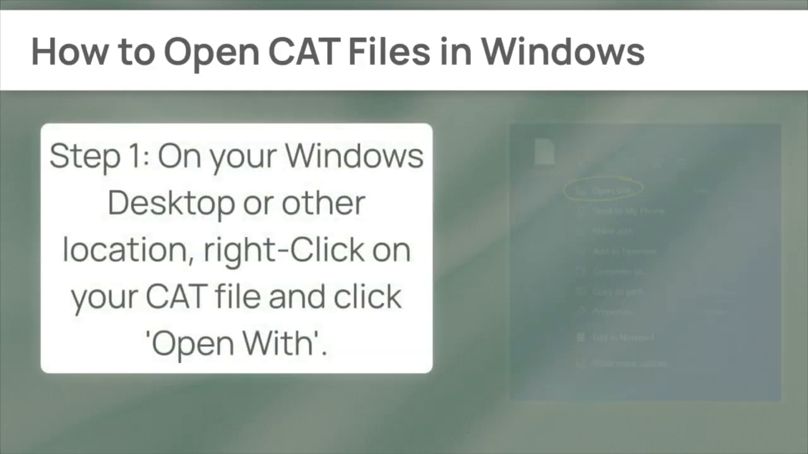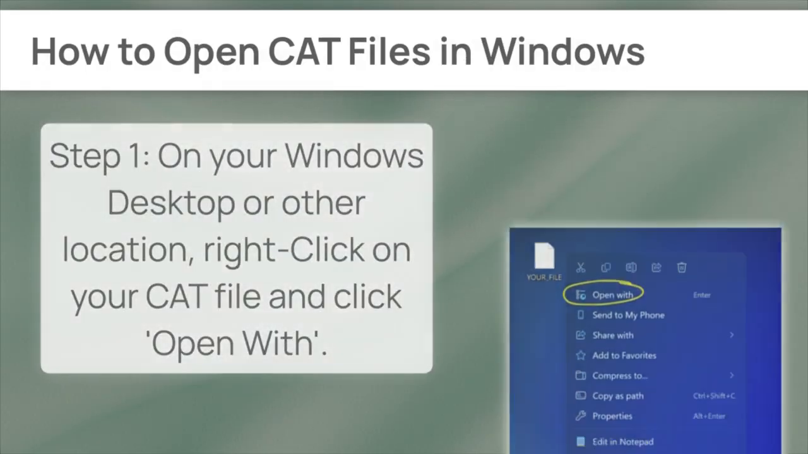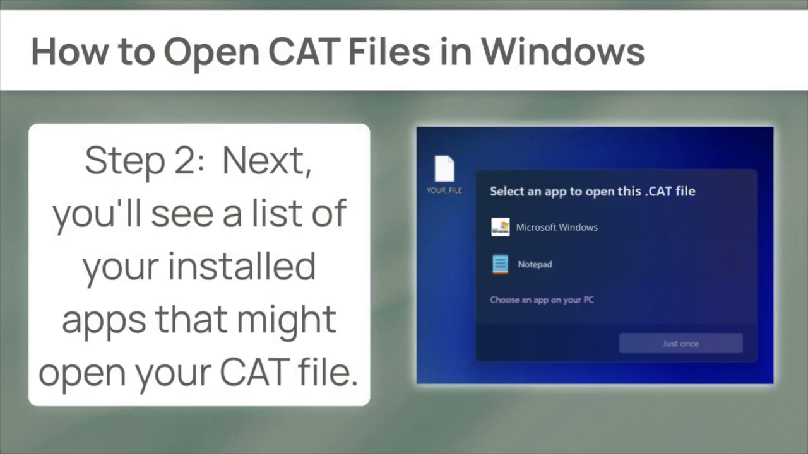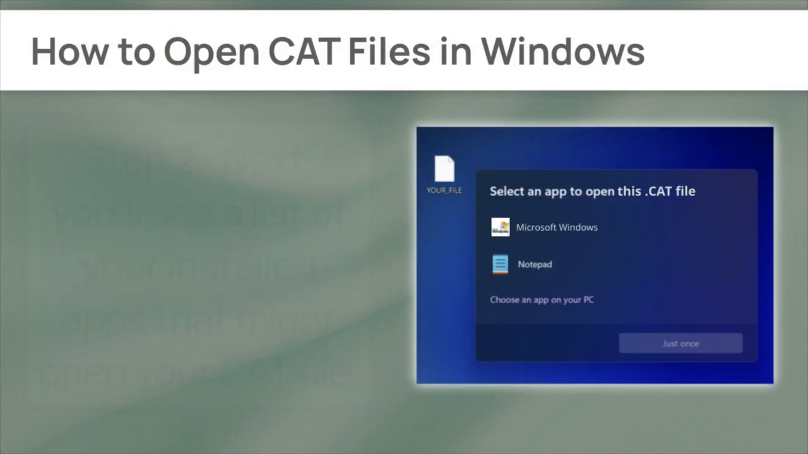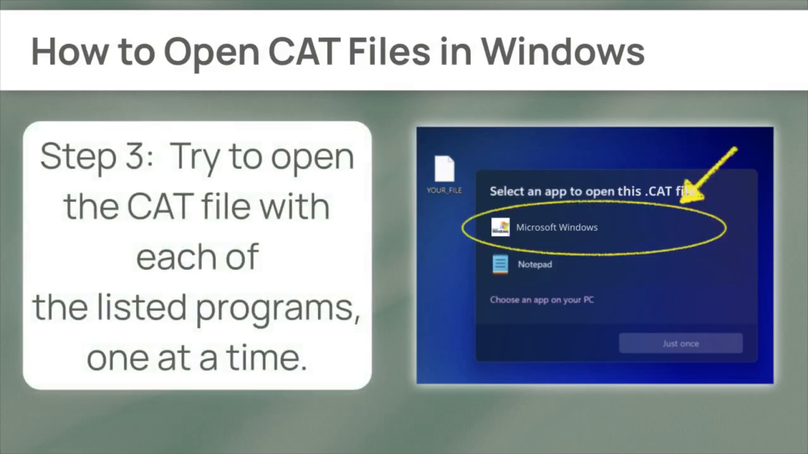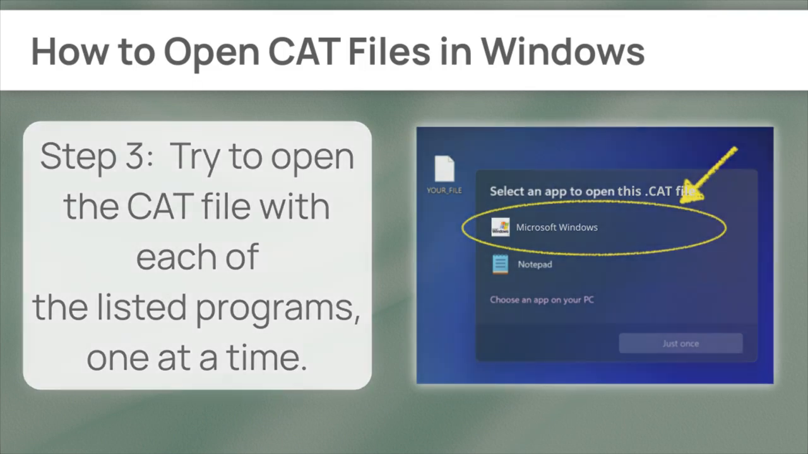We're performing a compatibility scan. Right-click your CAT file and choose Open With. Test Microsoft Windows first. If it's not there, select another program. This process often reveals the simplest solution.